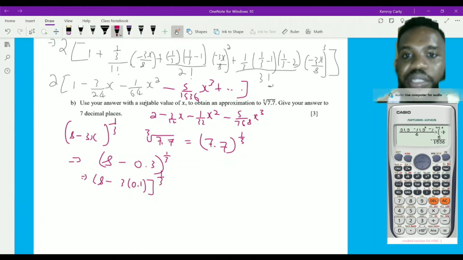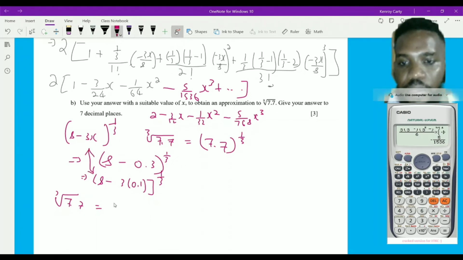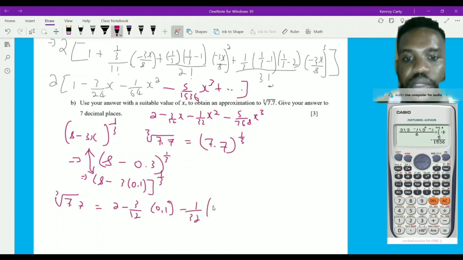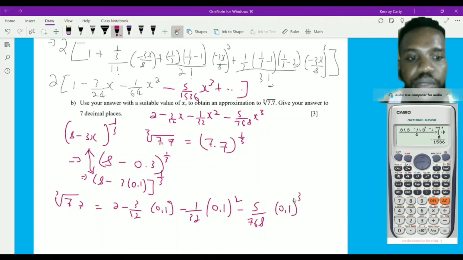Good. Now we already have the expansion, which is this. We have the expansion already for it, and we know that x is now 0.1. So what it means is that the cube root of 7.7 is simply going to be equal to, when I substitute the value of x for 0.1 here, because these two expressions now look the same, 2 minus 3 over 12 times 0.1 minus 1 over 32, 0.1 squared, minus 5 over 768, 0.1 cubed.